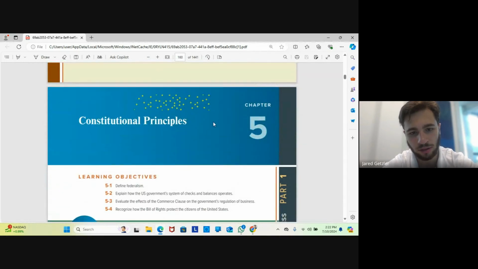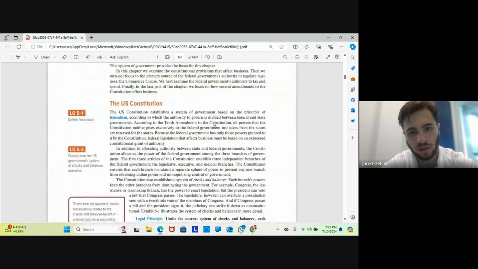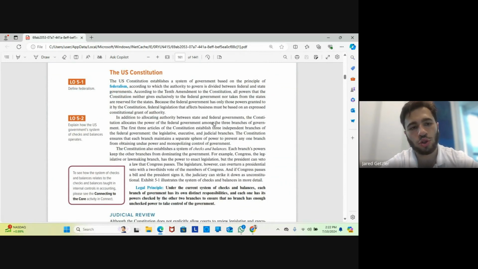So this is going to be constitutional principles. Okay. So when the Constitution was created in America, the Constitution established a system of government called federalism. So this allowed the authority to govern to be divided between the federal and state governments. The reason why this was done is so that the federal government didn't have too much power over the states in a court of law. So that was one of the reasons why federalism was established.